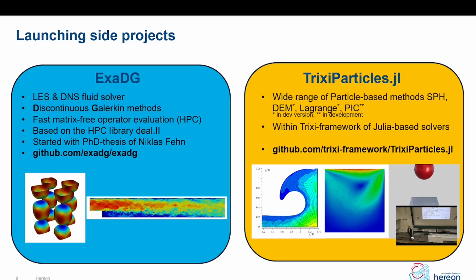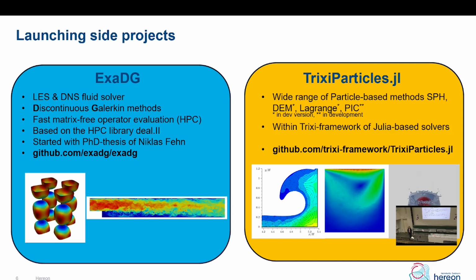On the right side, this is our Trixie particles. It's a Julia code. It focuses on particle-based methods. And you can see, oh, perfect. Thanks, the video runs. That's good. So you can see some SPH simulations that are done with it.